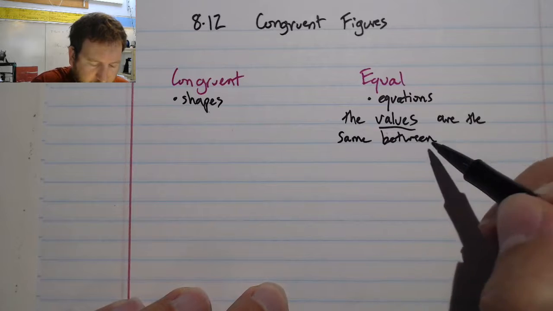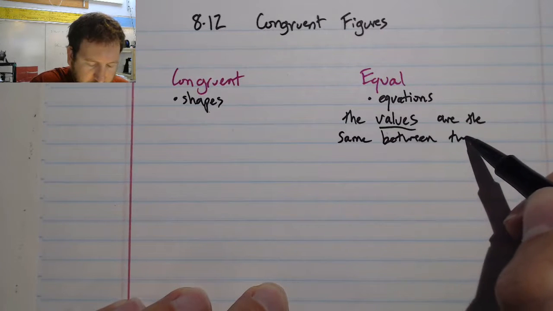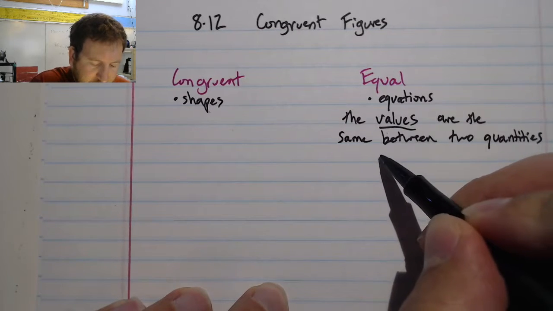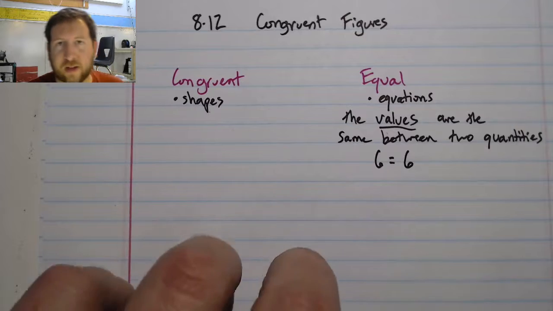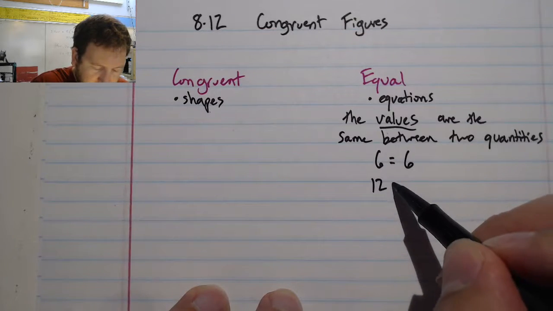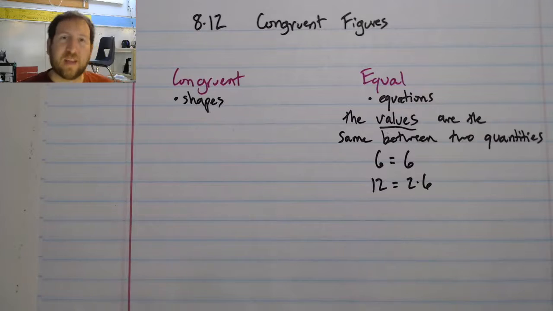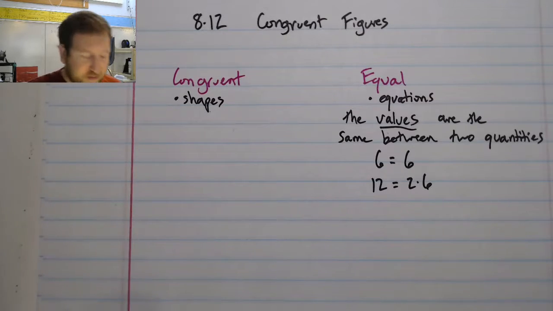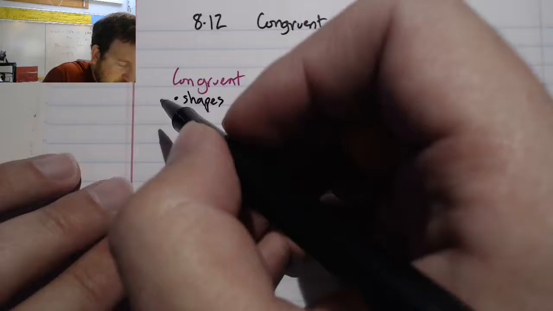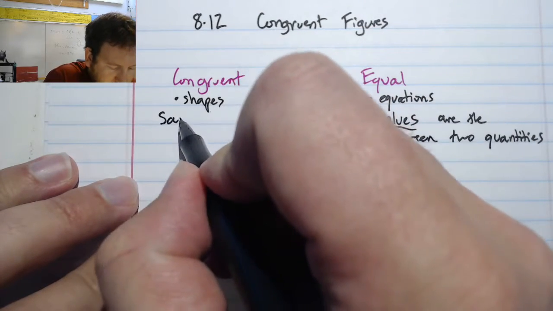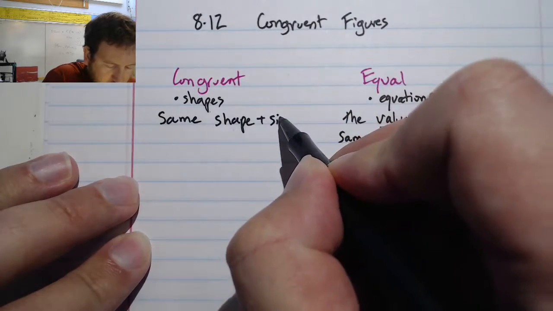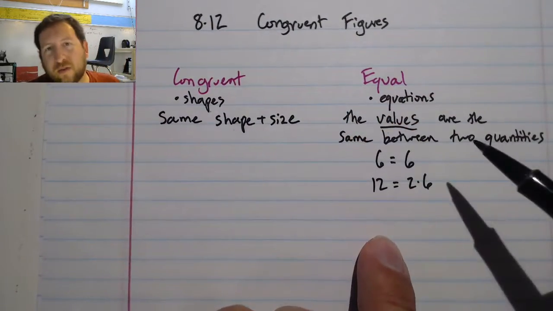For example, I could say that 6 is equal to 6. Or I could say that 12 is equal to 2 times 6. The value of these two sides is equivalent. However, with congruent, we usually mean that two things have the exact same shape and size. And that isn't necessarily true over here in equal.